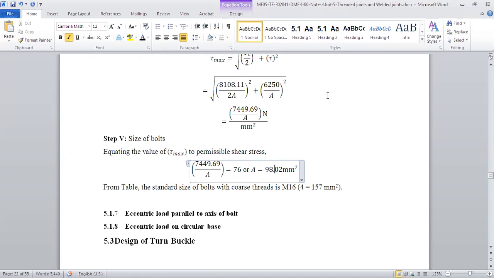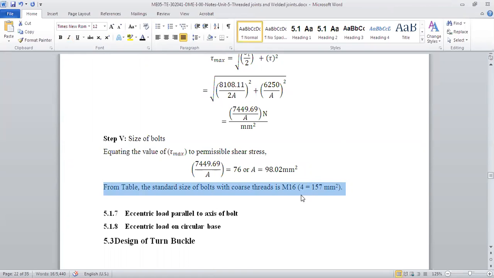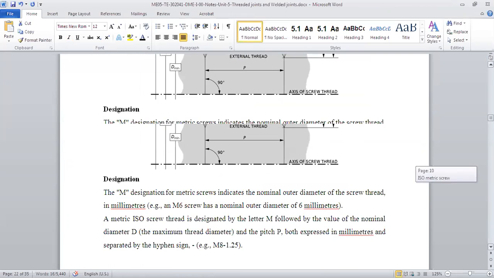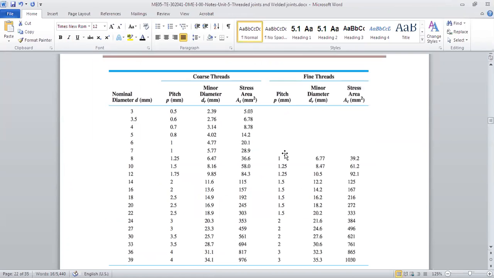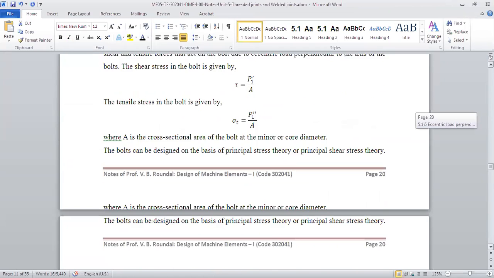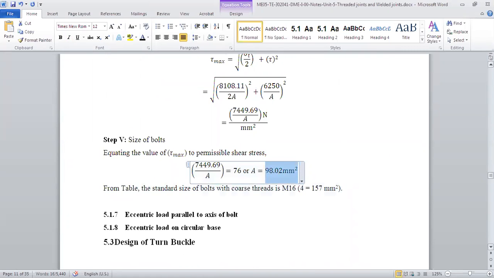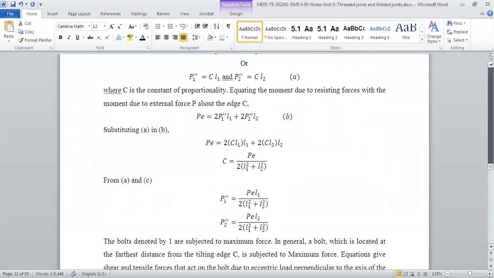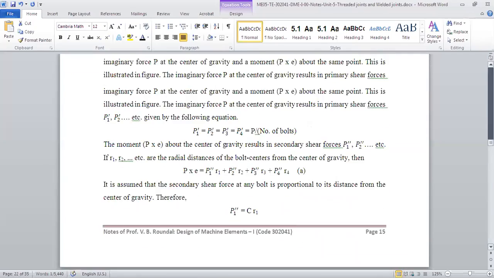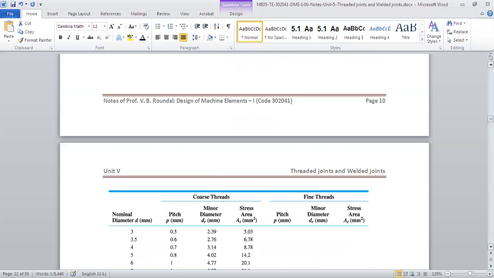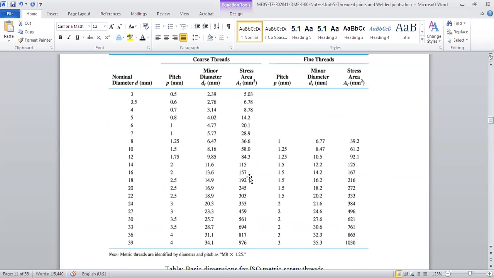For what kind of bolt do we have this area? Area is 98. Let's go to that table. I don't know where that table is. I just forgot the area. Area we got is 98.02. 98.02 is the area of the bolt. Okay, let's open that table.